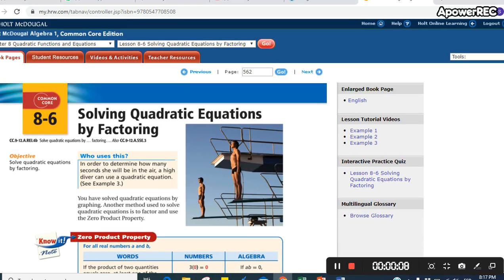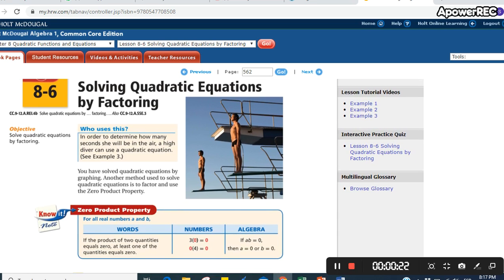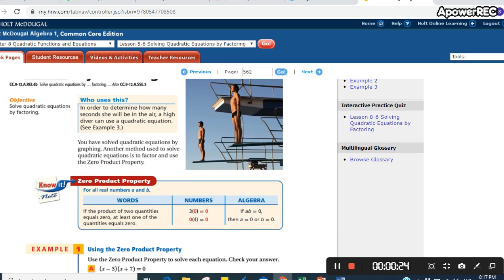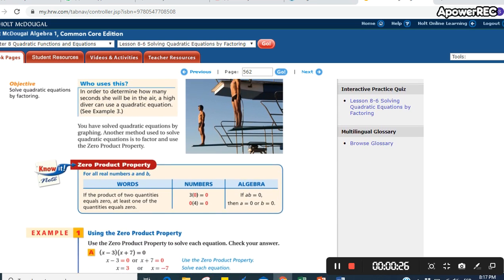Today we're gonna get started with lesson 8-6, solving quadratic equations by factoring. In this topic, we're gonna put in place all the factoring techniques that we have learned so far. Okay, you're gonna start seeing when this gets a little bit more familiar.